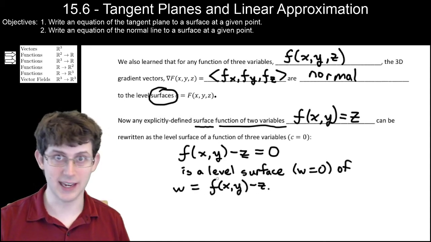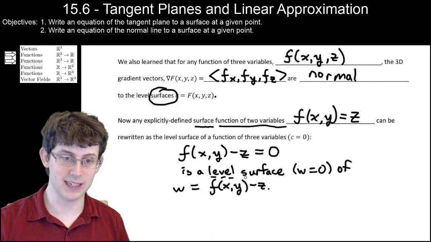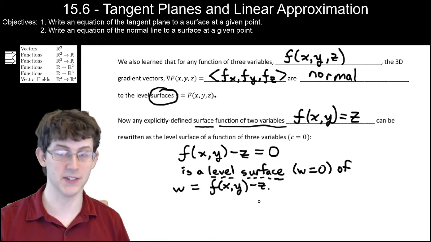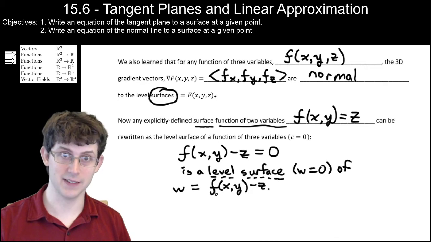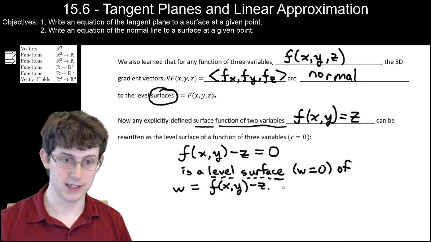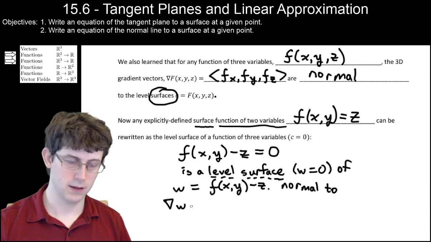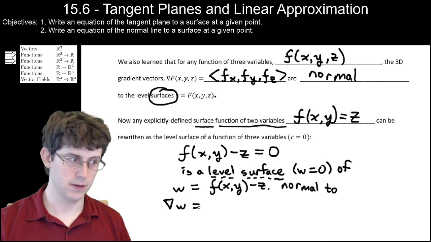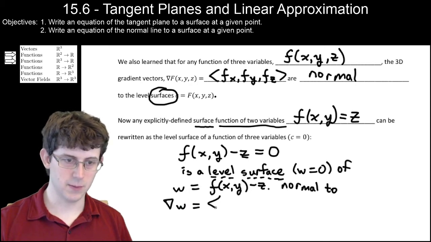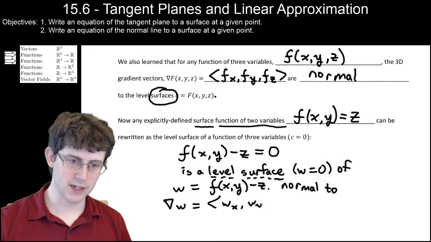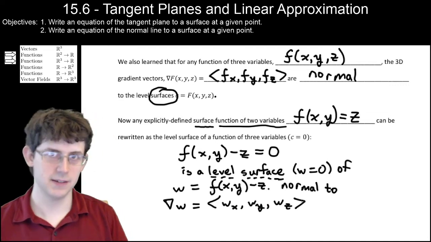Why would we want to do that? That sounds complicated. Well, the nice fact about level surfaces is we know exactly what is normal to the level surface at every point. It's the gradient of this. So this is normal to del w. Del w is going to be, well, you take the x partial derivative of w, the y partial derivative of w, and the z partial derivative of w, and drop them all in a vector.